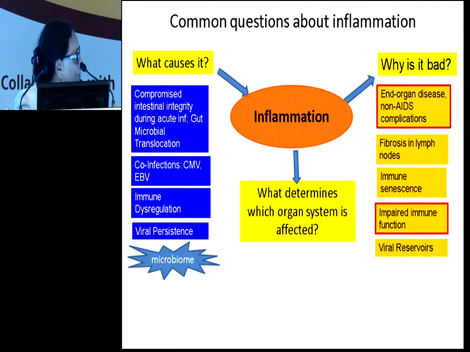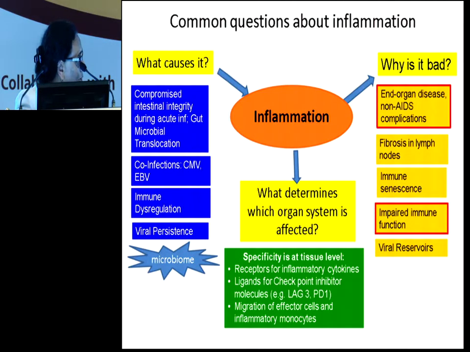So coming back to the common questions about inflammation, we discussed what causes it and why it is bad, but what determines which organ system is affected. And we think specificity is at the tissue level. It could be because of receptors for inflammatory cytokines. It could be because of ligands for checkpoint inhibitor molecules such as LAG3 and PD1, especially in the heart, where we saw these playing a role. And it could be because of migration of effector cells and inflammatory monocytes.